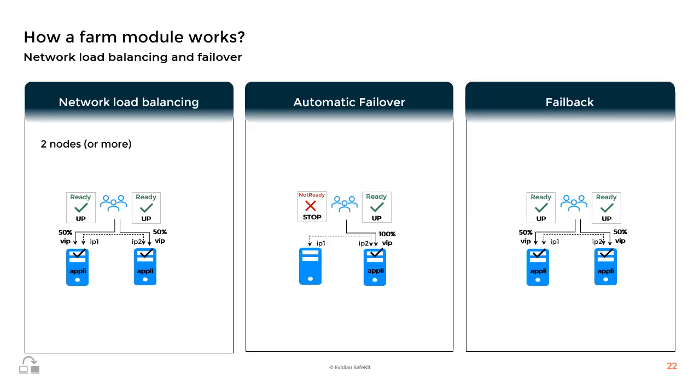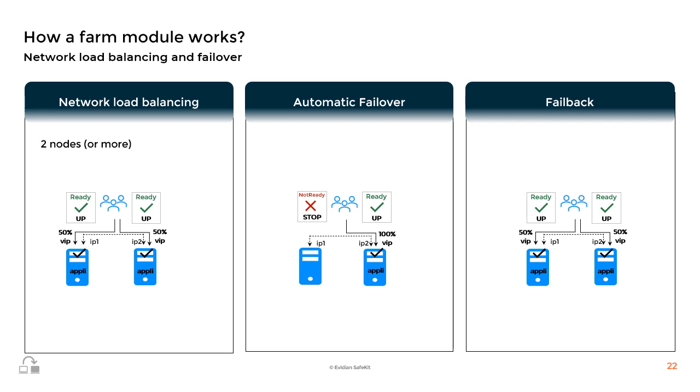Let's now examine how a farm module works and the associated states and colors in the console. At step 1, the farm module is running in the up state. The application operates on both servers, and the virtual IP is set on the network interface of both nodes as an alias IP. A kernel module named VIP handles the load balancing of client TCP sessions between both nodes.